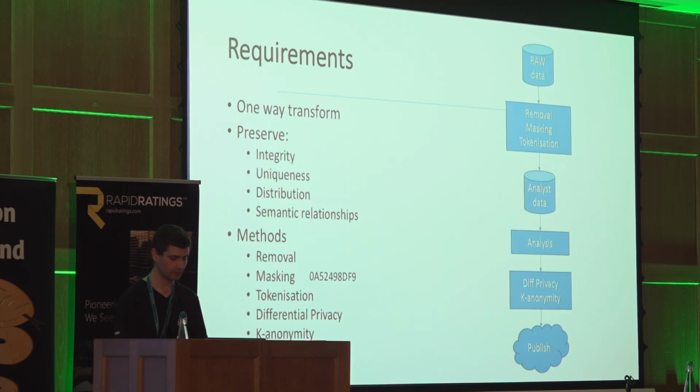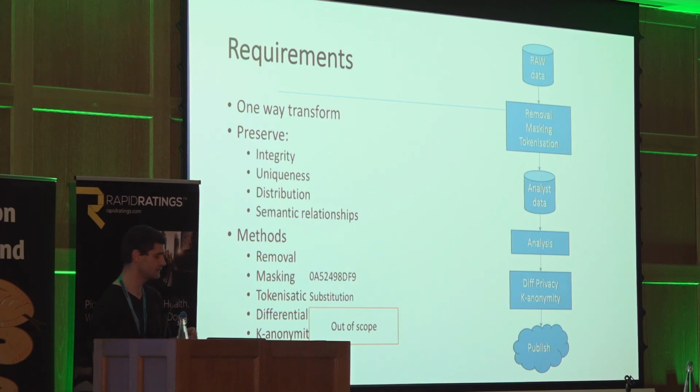And then the third option is tokenization, that is basically a substitution of the original value with a synthetic value. And then the rest, differential privacy and K anonymity, those are methods that are more complex, and they introduce noise. So we will not talk about those here in this talk.